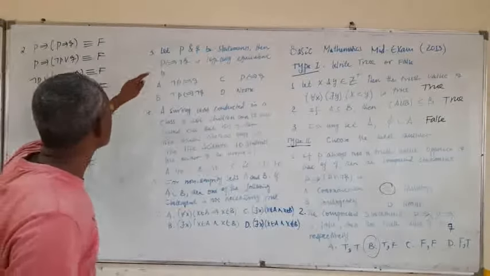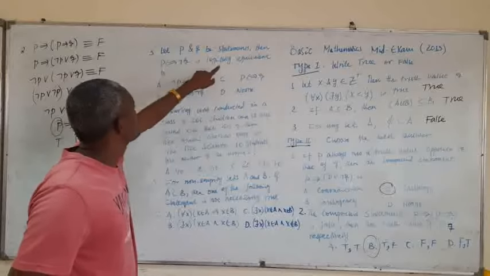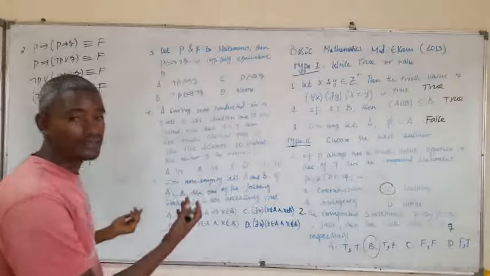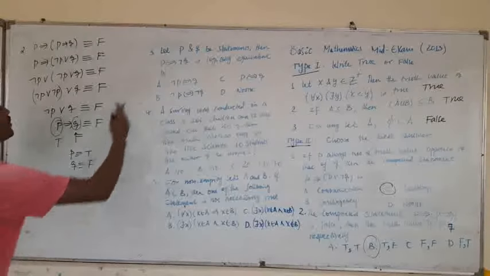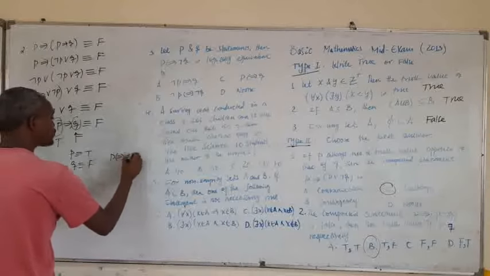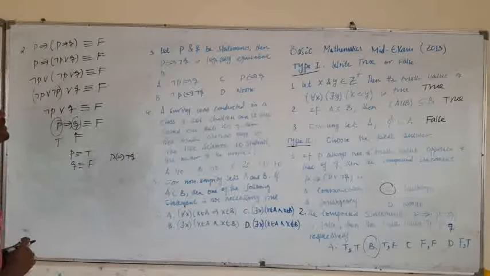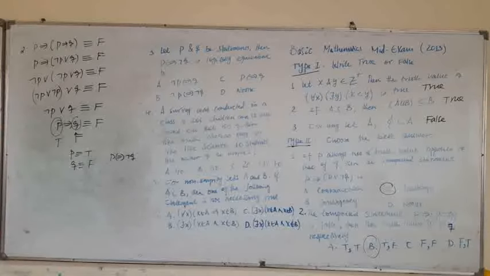The next one is: let P and Q be statements. Then P implies negation of Q is logically equivalent to which one of the following? P and Q are the statements. So P implies negation of Q is logically equivalent to which one of the following?